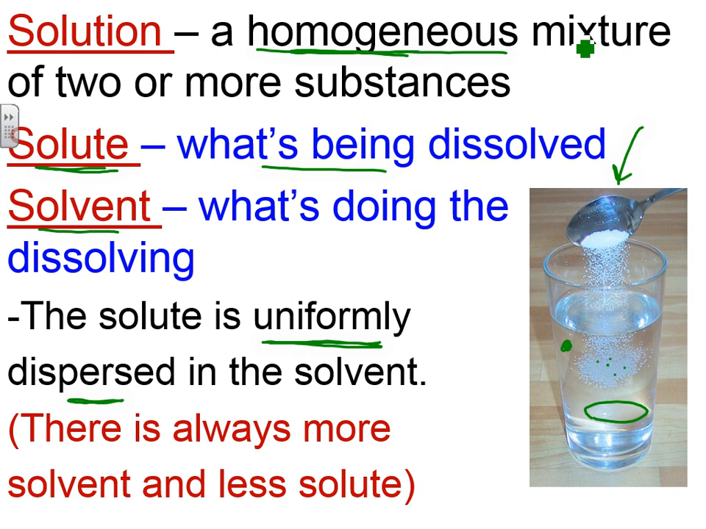And the way we define solute and solvent is the one you have more of is the solvent, the one you have less of is the solute. A way to remember that is by counting the number of letters. In solute you have 1, 2, 3, 4, 5, 6 letters. In solvent 1, 2, 3, 4, 5, 6, 7. You have 7 letters, so that is what you have more of, the solvent.